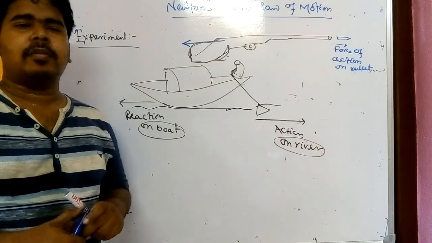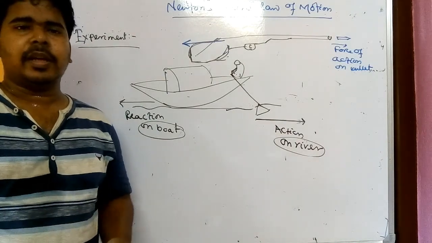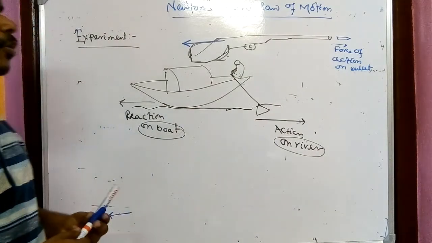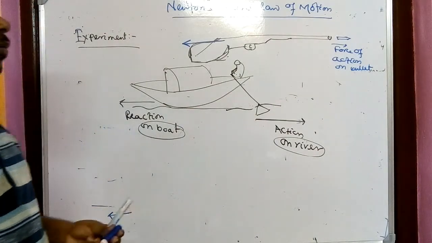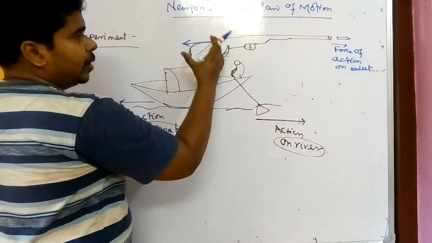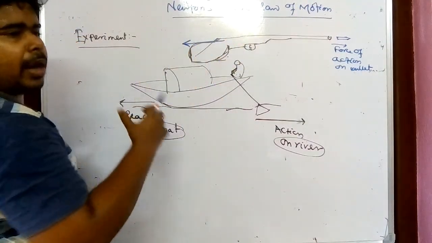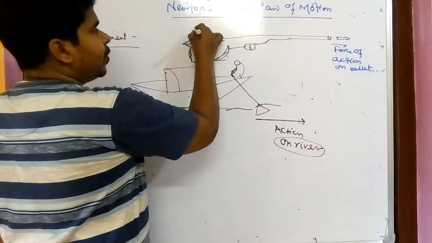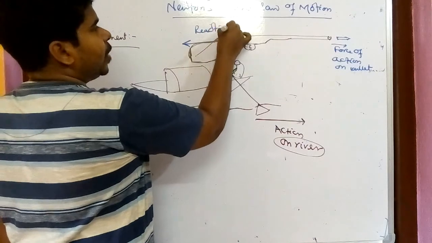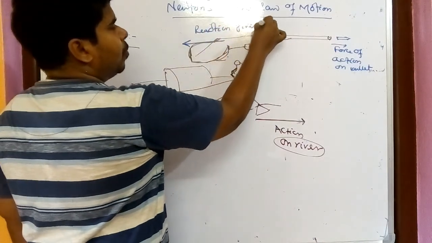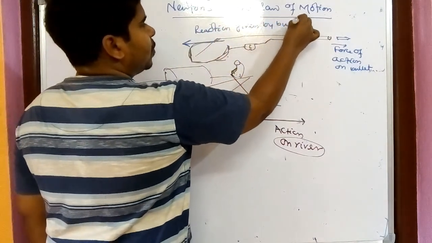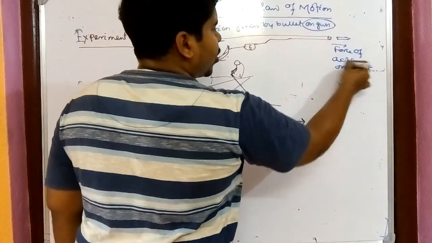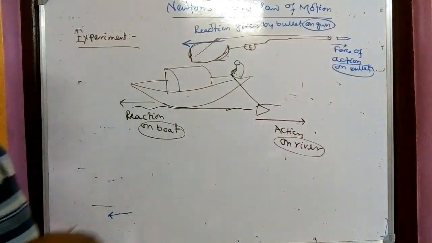It is kept mainly in fairs, to hit and burst the balloon. In that case, whenever you fire, you will feel the gun just coming backward and giving a blow at your shoulder. Okay, so that is the reaction given by the bullet on the gun. So that is also an example. Action is acting on the bullet, reaction is acting on the gun.